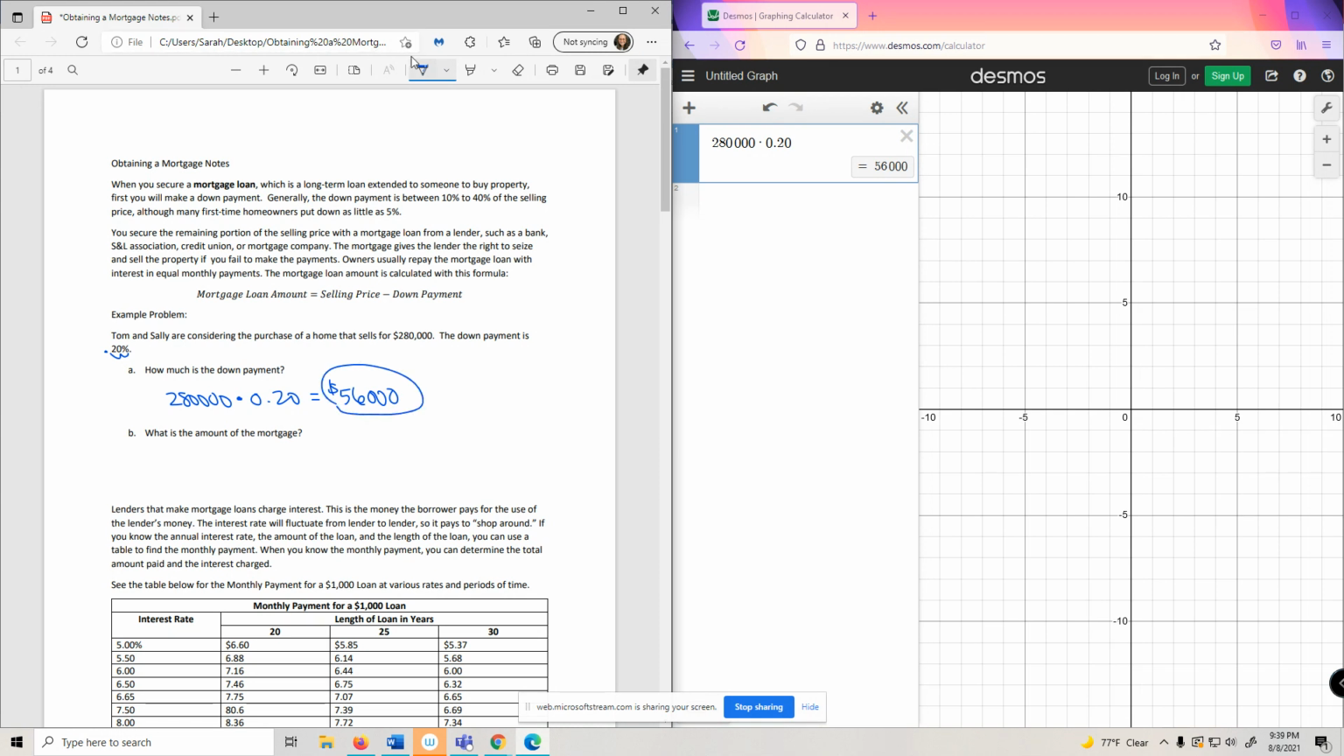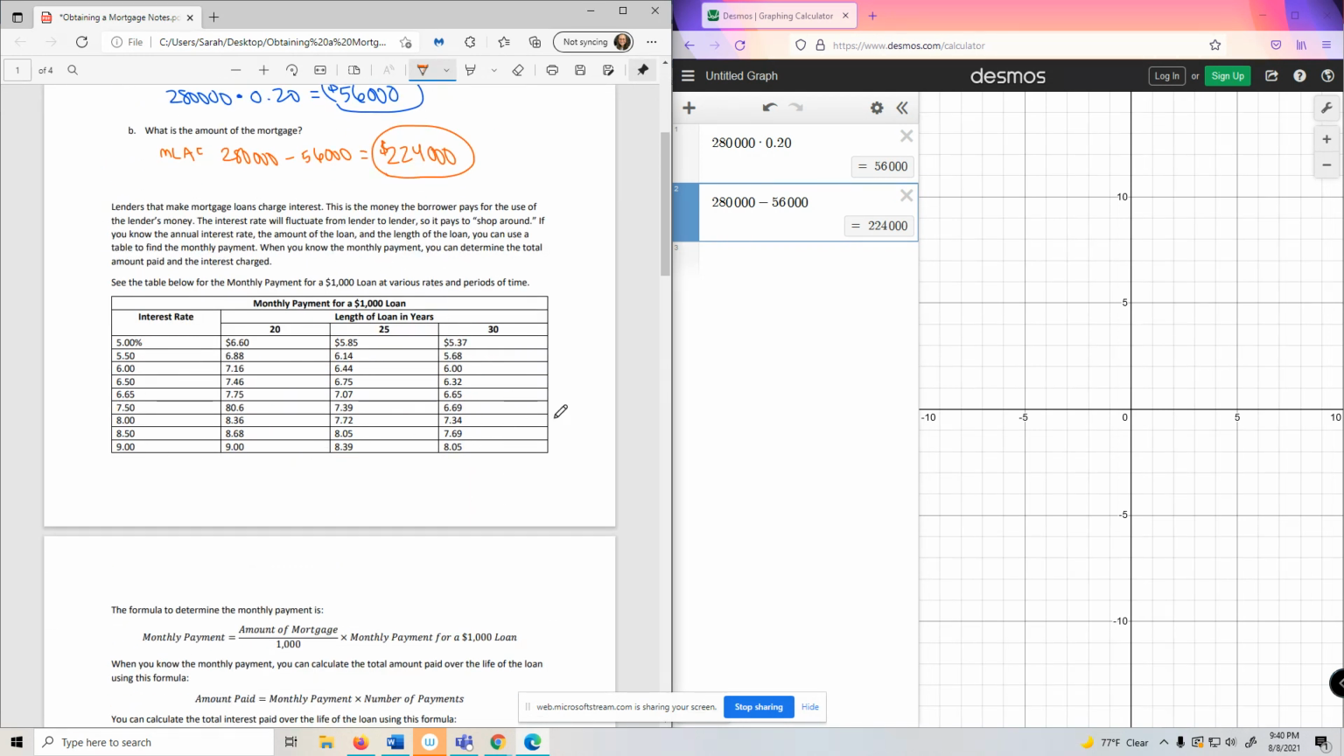The amount of the mortgage then uses this formula right here. The mortgage loan amount is the selling price, which was that $280,000, minus the down payment, which is what we just found, $56,000. And we get a grand total there of $224,000. So that $224,000 is what you would be getting a loan for from your bank, credit union, etc.